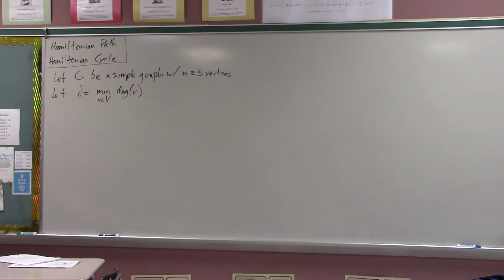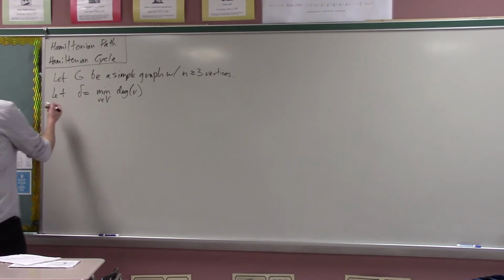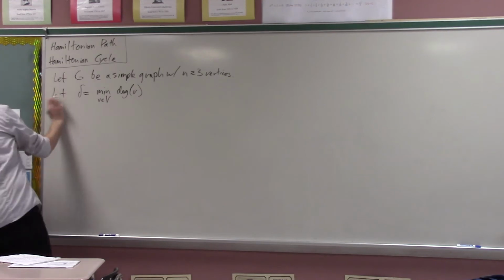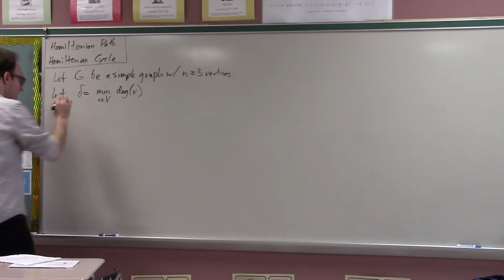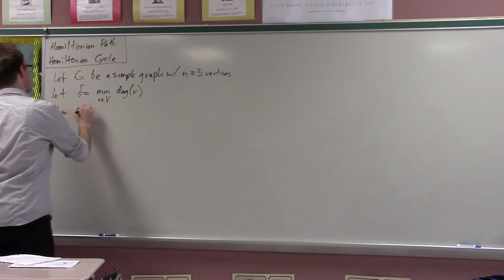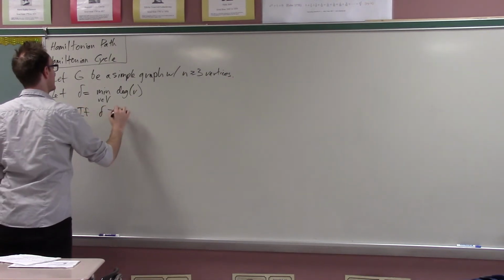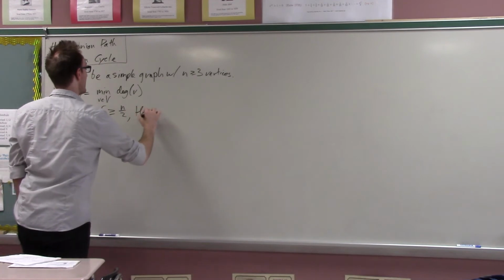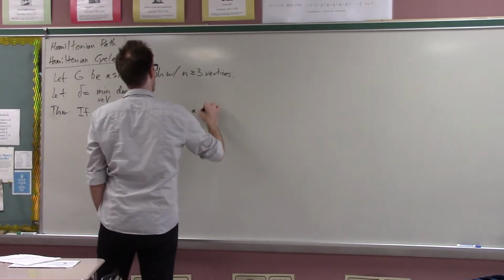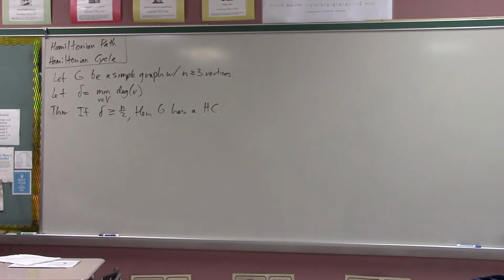Let G be a simple graph with n greater than or equal to 3 vertices. Let delta be the degree of the vertex of the minimum degree. The claim is, so this is the theorem: if delta is greater than or equal to n over 2, then G has a Hamiltonian cycle. So the way I think of this is you have a graph. You want to be able to start at a single vertex and move all the way around the graph and end up back where you started.